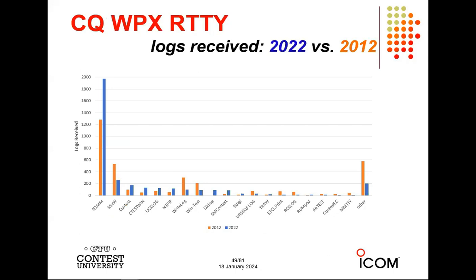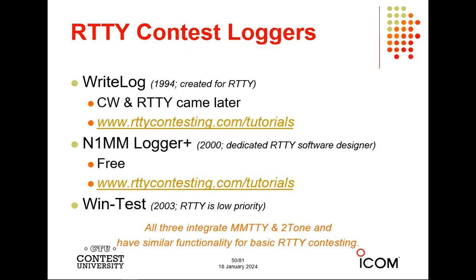This is just a graph that shows, probably hard to see depending on where you're sitting. It lists all the various loggers that came in. I looked at two contests, 2012 and 22, with its RTTY, and just compared, and you can see that N1MM is basically the dominant one. That's this first bar here, and you can see everyone else is just in the noise in terms of popularity. So that's what, in the contesting world for RTTY, is being mostly used nowadays.